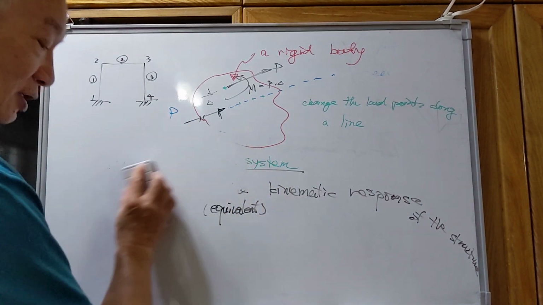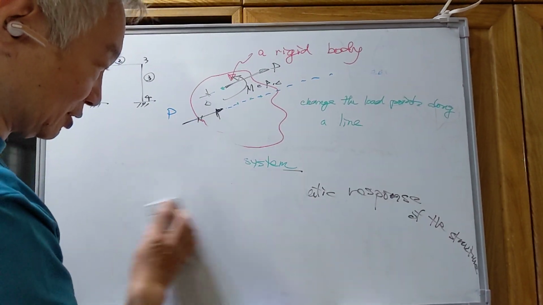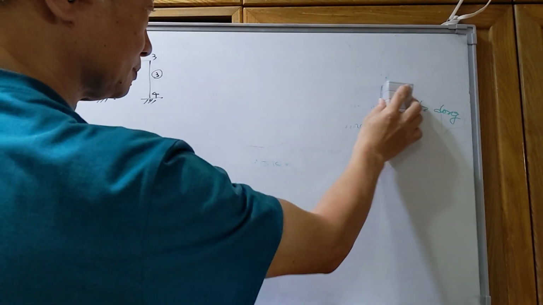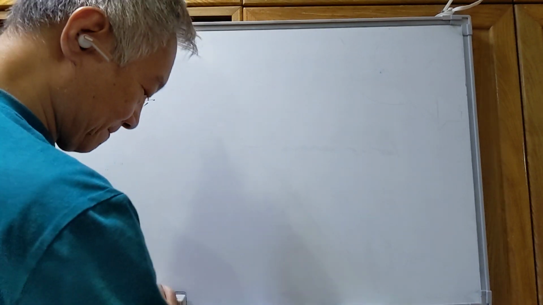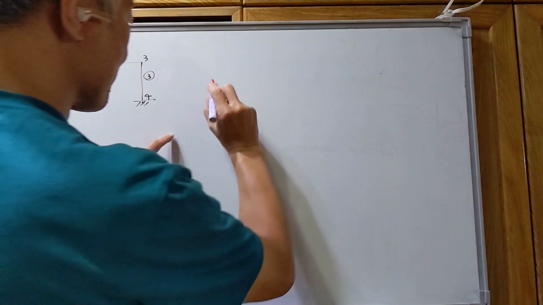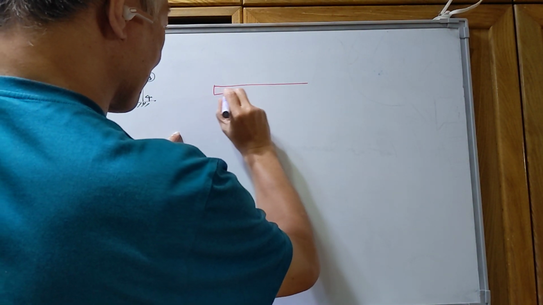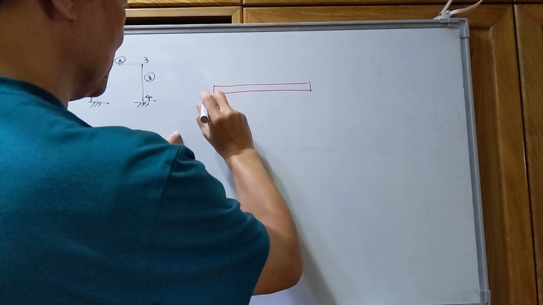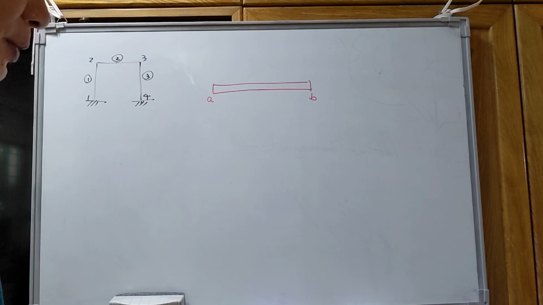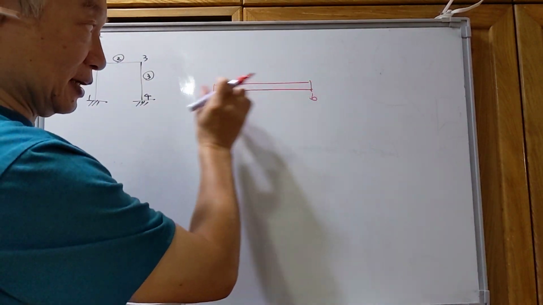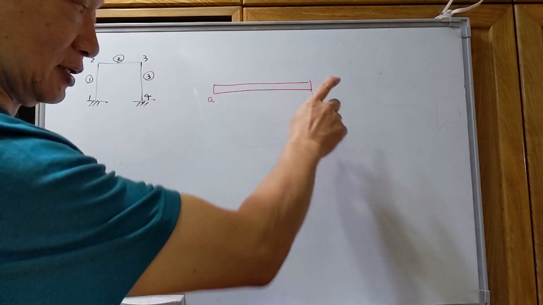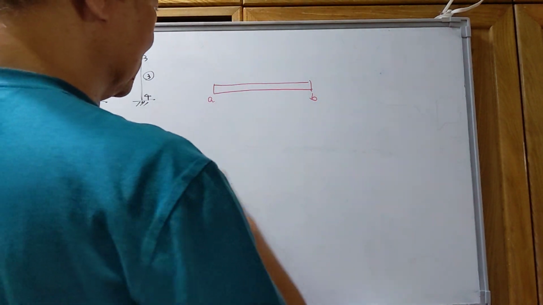And if we neglect the axial deformation of the beam, original that point A, point B, if we neglect the axial deformation of the beam, so you can say along the axial direction, the beam behaves like a rigid body. So you will have the rigid body.